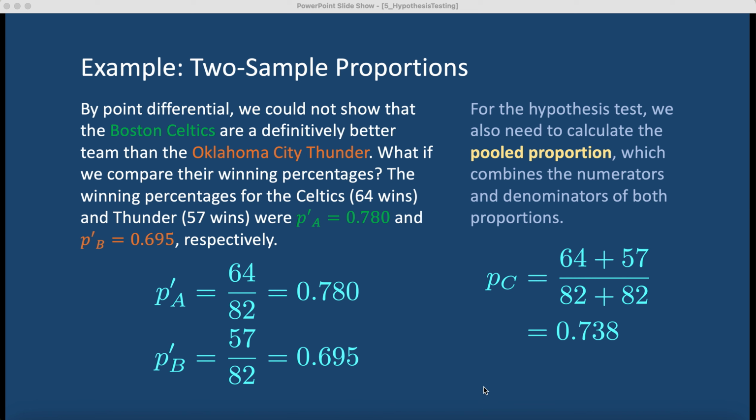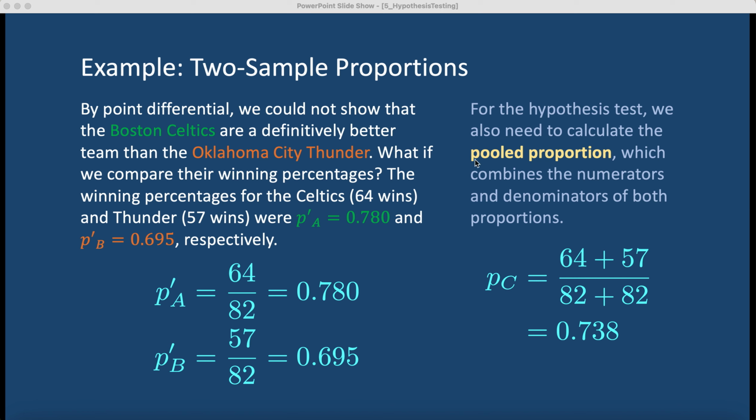two sample means. So what we're going to look at here is their winning percentage, or the proportion of times that they won games. For the Celtics, that proportion works out to be 0.780, and for Oklahoma City, it works out to be 0.695. Those calculations are here: 64 out of 82, 57 out of 82.